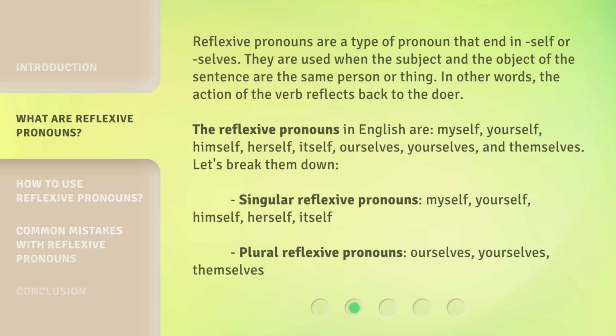The reflexive pronouns in English are myself, yourself, himself, herself, itself, ourselves, yourselves, and themselves. Let's break them down. Singular reflexive pronouns: myself, yourself, himself, herself, itself. Plural reflexive pronouns: ourselves, yourselves, themselves.